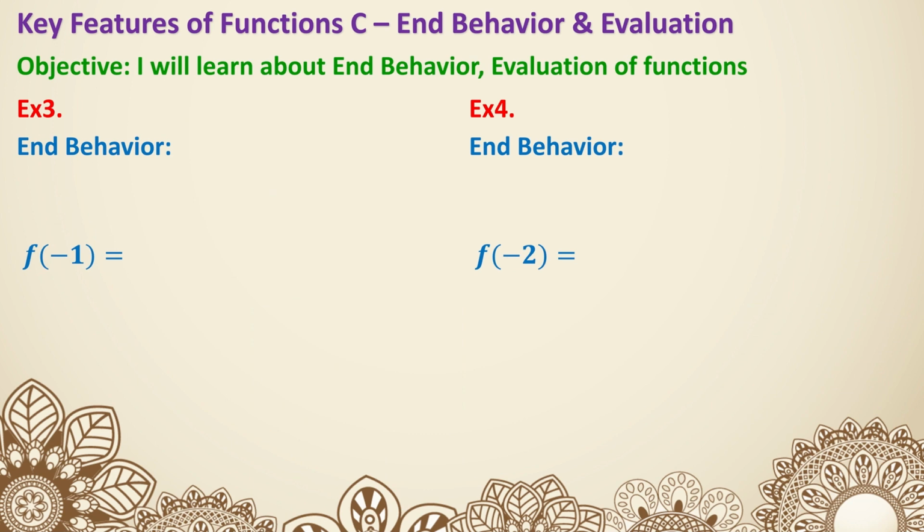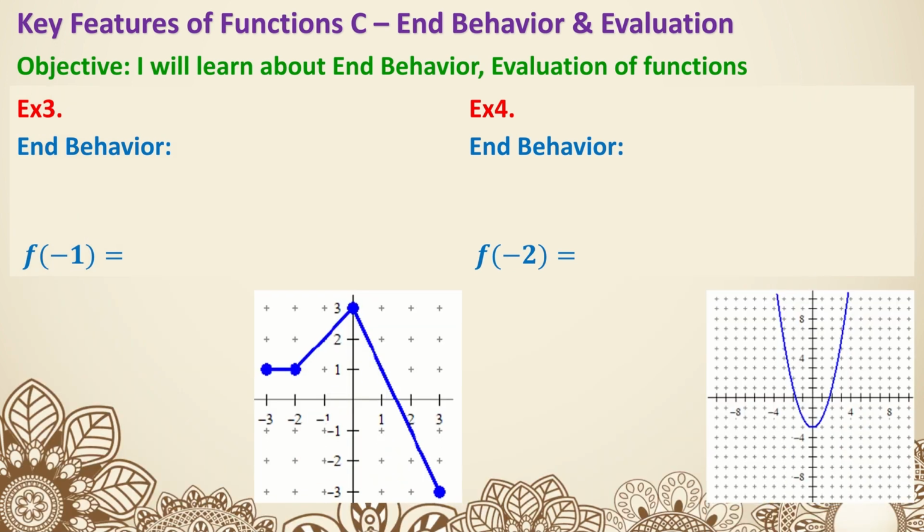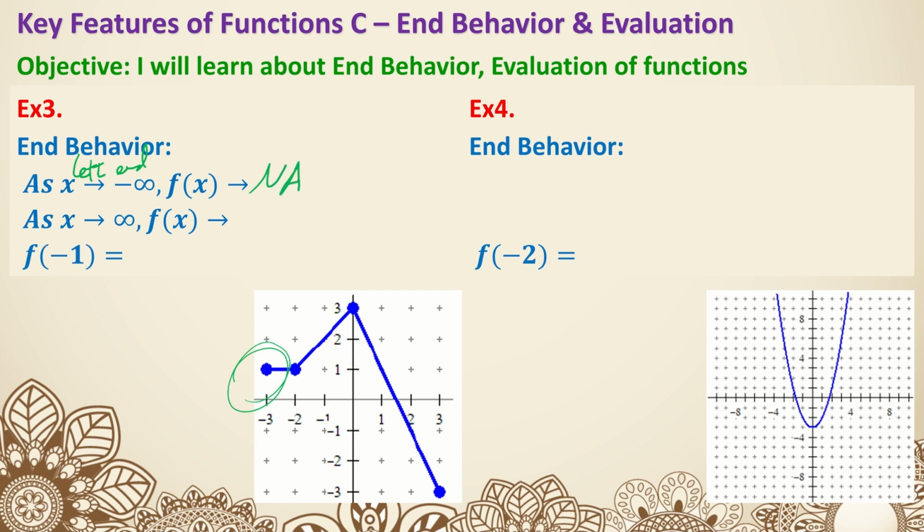Moving on, example 3 and 4. So this time you're going to practice writing the notation as x approaches negative infinity, comma, f of x approaches, or as x approaches infinity, comma, f of x approaches. So here they are. The first one, you're looking at the left end. It has to go on forever on the left end. Well, this is my left end, but it's a dot. It's not an arrow, which means it doesn't go on forever to the left. So the end behavior is not applicable.